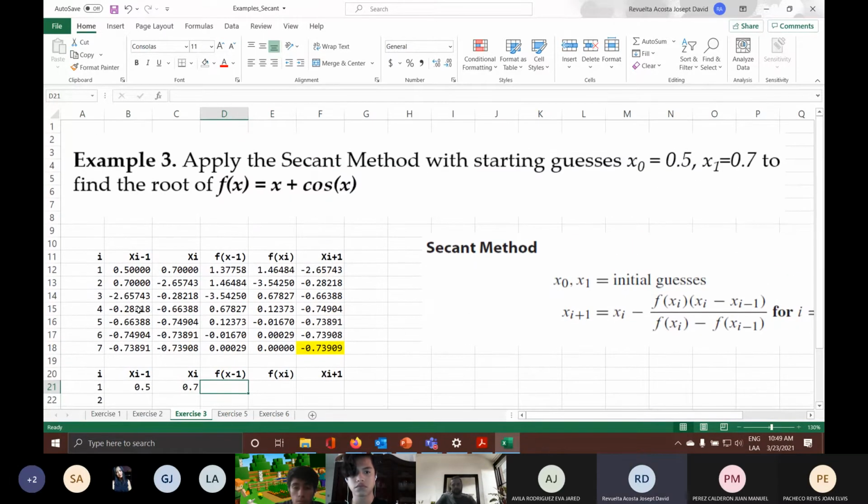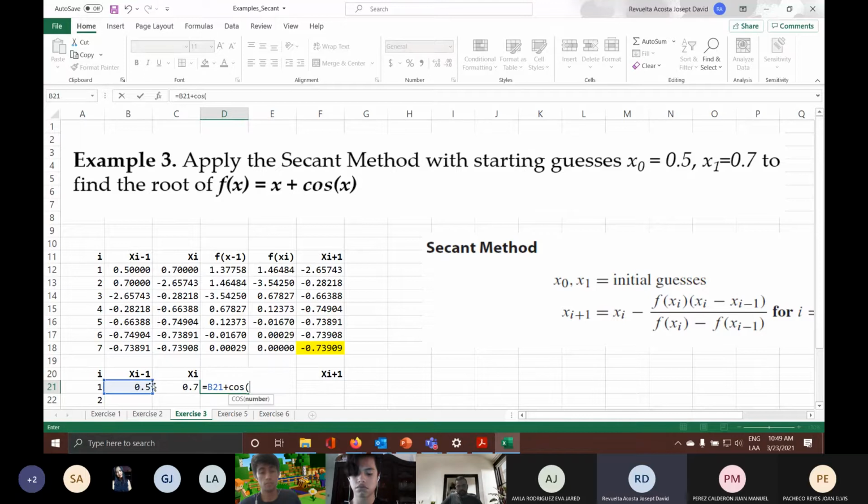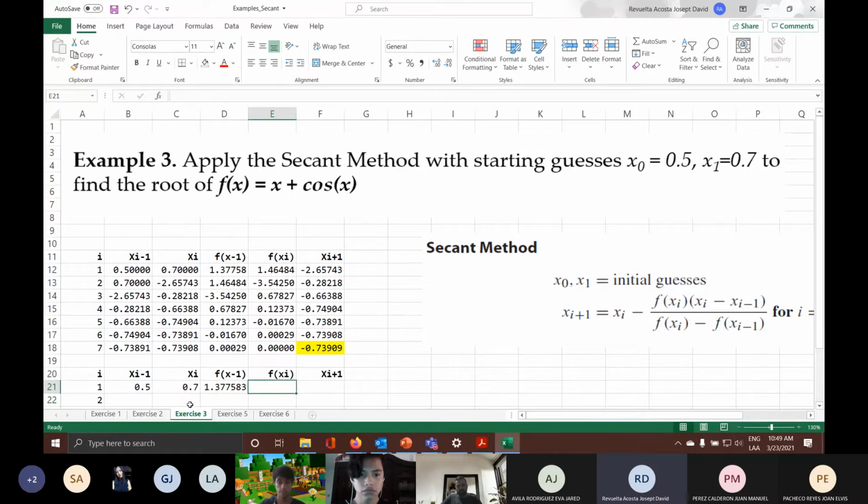So f(x minus 1), of course, is going to be equal to x plus cosine of x minus 1, sorry. To make sure that you understood this, and then I have it here. Now I have to do it with xi. I'm just going to drop it, boom, and this is what I got. This one, x plus cosine of this one, but using xi.